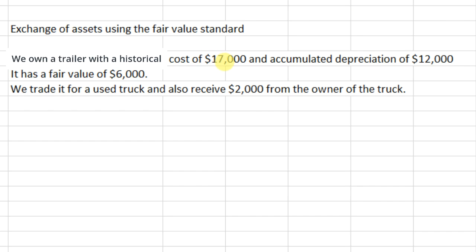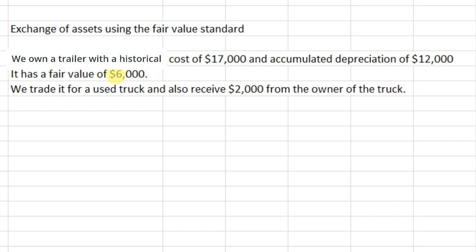So here we have a trailer that cost us $17,000 to buy, and accumulated depreciation is $12,000. So please note that this question we're doing is really just about exchange of assets. So I'm assuming that our depreciation expense has been brought up to date to the day of sale. When you look at disposing of assets in a later chapter, almost all the time we're going to have two entries, one to bring depreciation expense up to date, and then the other to sell the asset and recognize a gain or loss. So this is up to date.